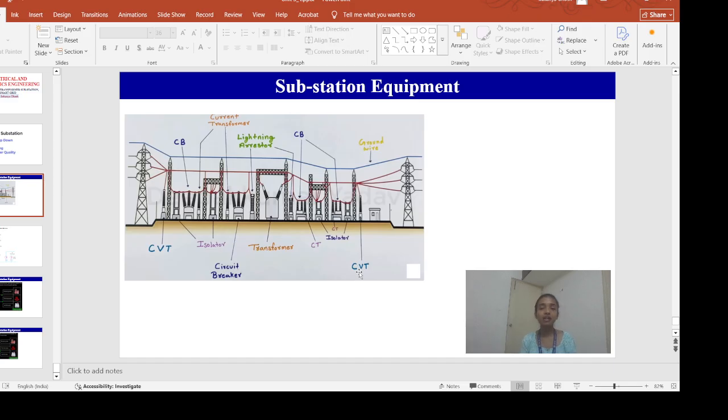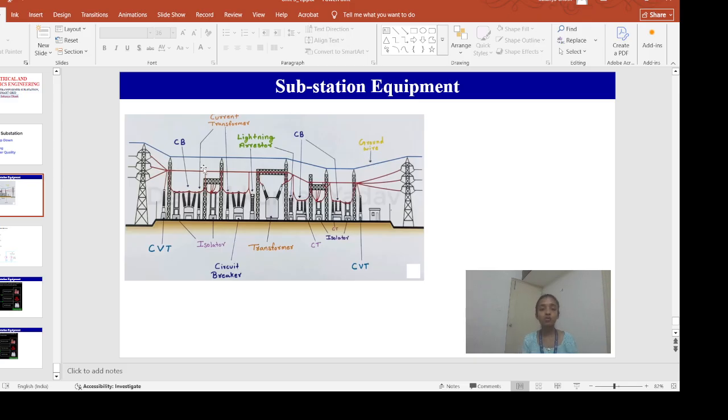Now apart from that, we have the overhead lines in the substation, and we have the ground wire in the substation. So what is the function of this ground wire? During a thunderstorm, when lightning occurs, it ensures the voltage doesn't directly fall on the live wire but on the ground wire, so that it can transmit that voltage to the ground.